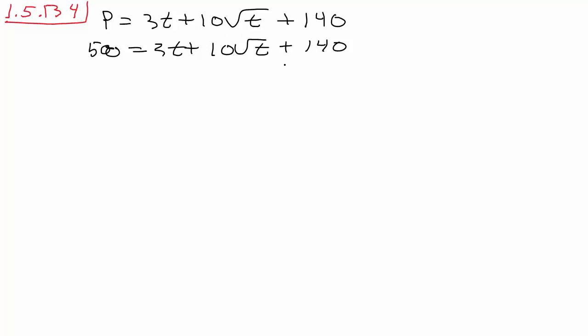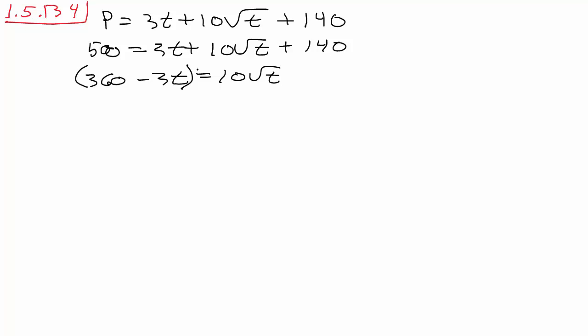So move everything over to the left, get this 10 square root of t all by itself, and then we're going to square both sides. So we subtract the 140 over here, which gives us 360 minus 3t equals 10 root t. Now, we can't divide by a constant because they're not all divisible by the same thing, right? This 3 here is stymieing us. If it was a 30, we could divide everything by 10 and our life would be awesome, but we can't, so we square both sides.